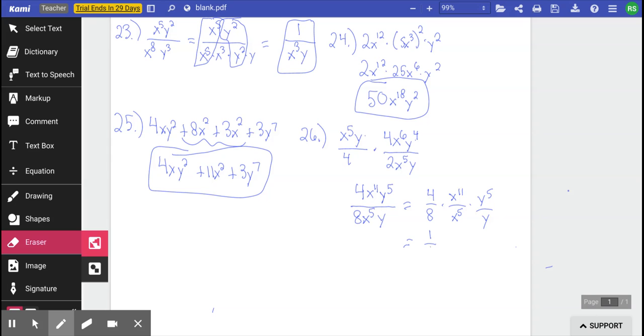4/8 is 1/2. X to the 11th over x to the fifth, we can rewrite the x to the 11th as x to the fifth times x to the sixth, still accounting for all 11 x's being multiplied. Then the x to the fifths will divide out to 1, and we're left with x to the sixth over 1. In the y to the fifth in the numerator, we're going to write that as y times y to the fourth, so we're still accounting for all 5 y's. The y to the first will divide out, and we'll be left with y to the fourth over 1. Condense that all back together, and we get x to the sixth, y to the fourth over 2.